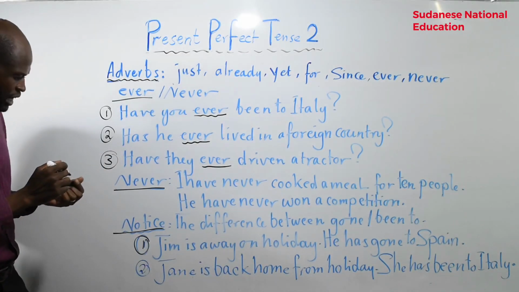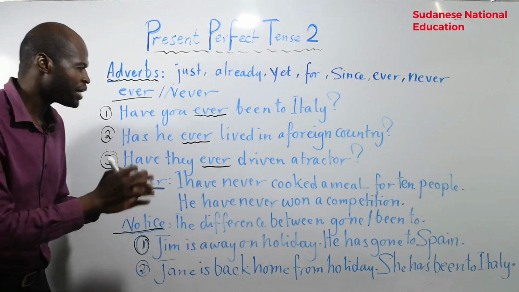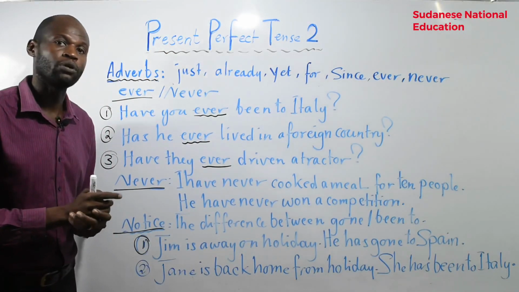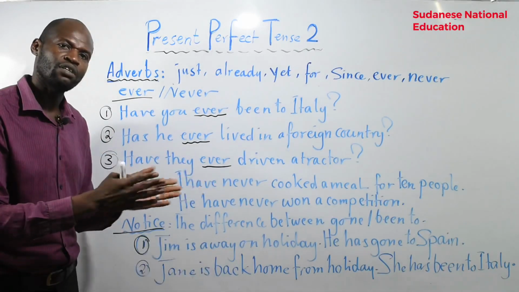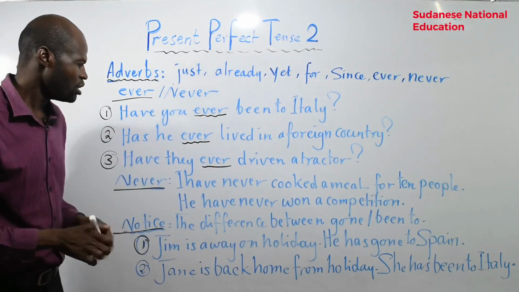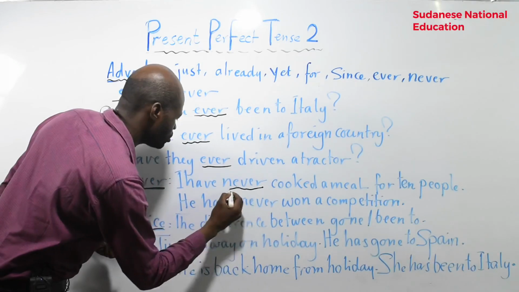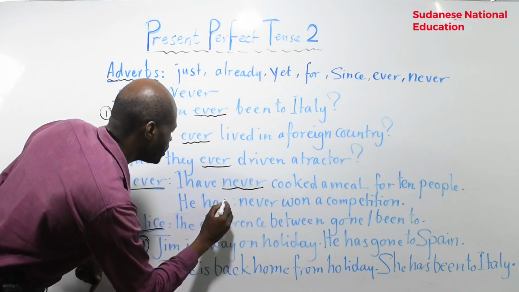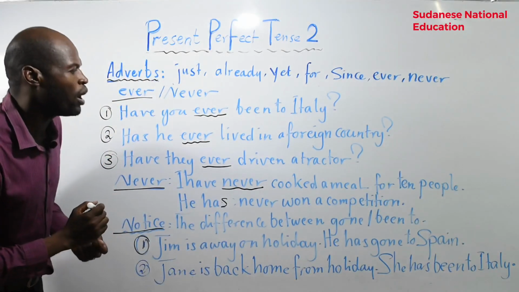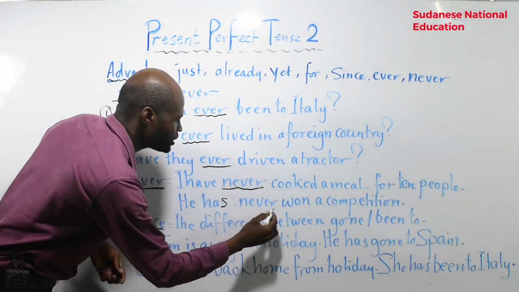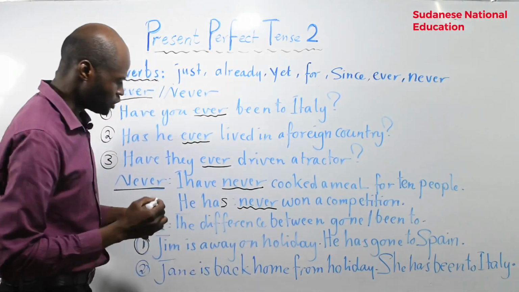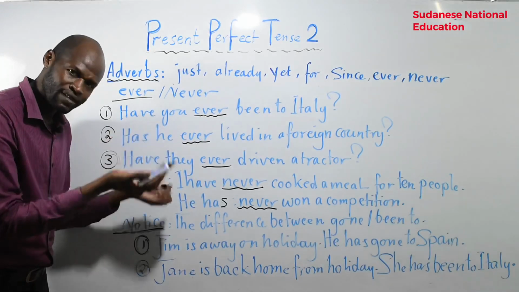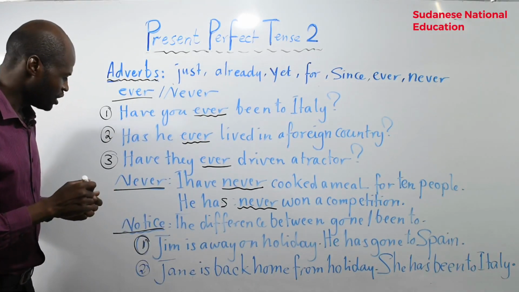And we use never in negative sentences. I have never cooked a meal for 10 people. It means in my life, this thing hasn't happened to me. Or we can also use it here: he has never won a competition. Here it means in his life, this thing hasn't happened to him.